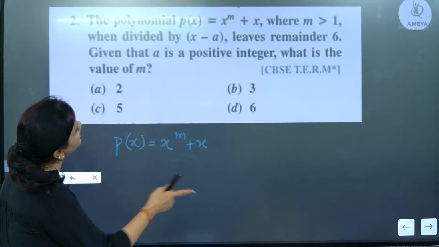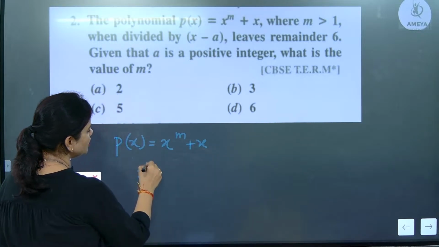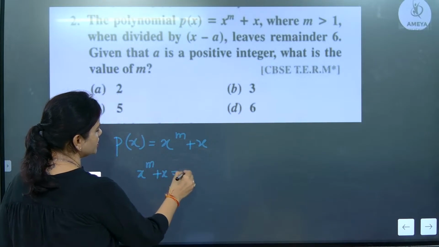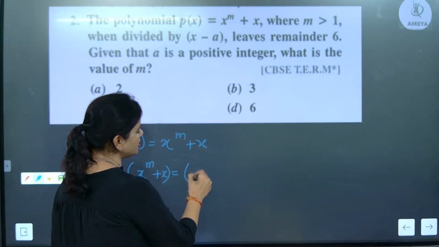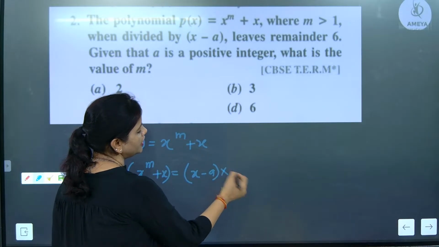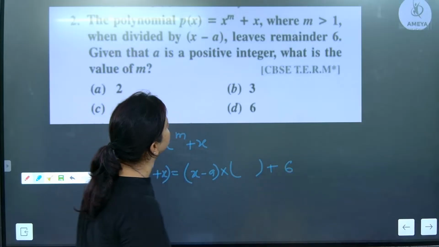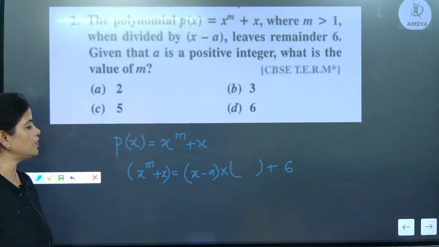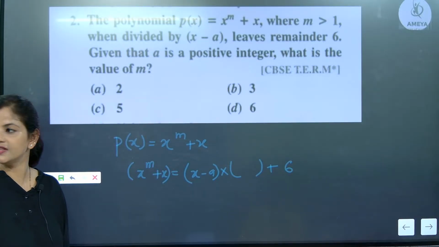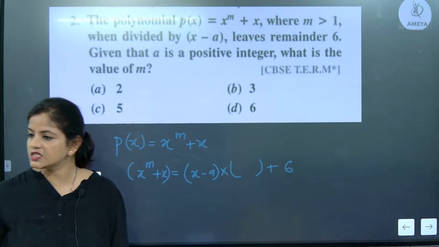So when divided by x minus 1, x to the power m plus x, the dividend, is equal to divisor times quotient plus remainder. What is your divisor? x minus 1 into, we don't know what the quotient is, plus remainder, which is coming as 6. Given that a is a positive integer, what is the value of m? We will do one very small work.